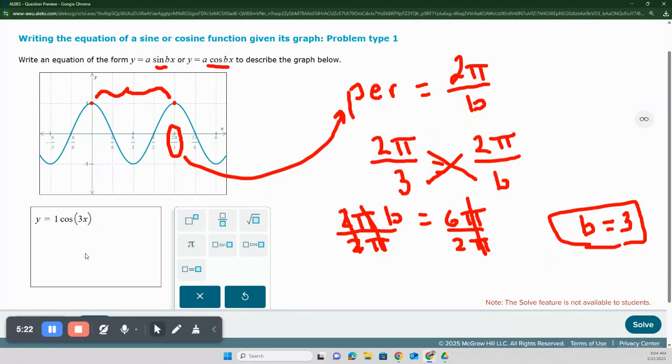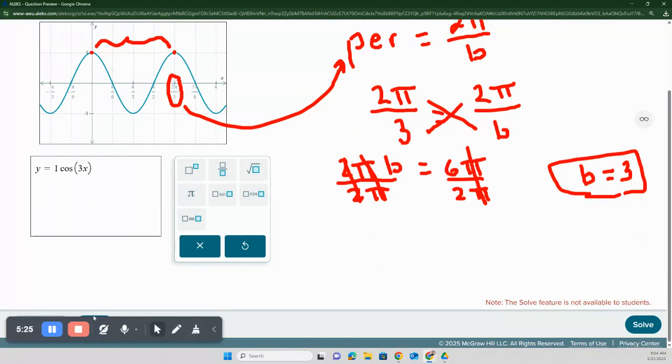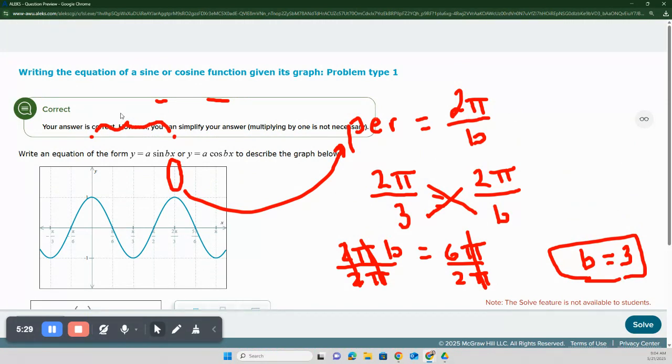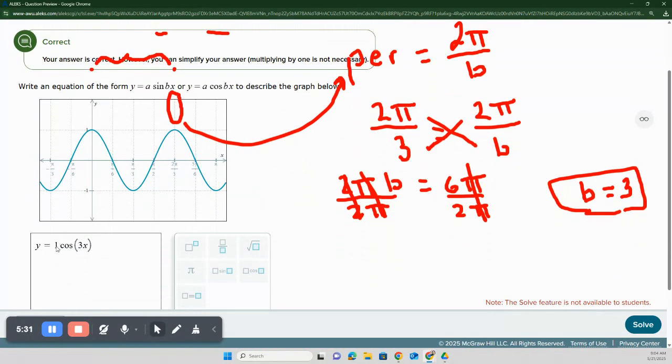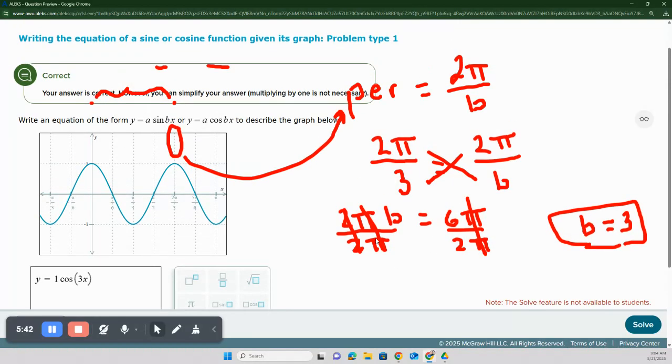So anyway, 3 is going to go in right there, and now let's check it here real quick. Boom. And we got a correct answer. Again, you don't really need the 1, but you'll notice it doesn't really matter. And it tells you right here, multiplying by 1 is not necessary when you have 1. But whether it's in there or not, it's still going to be marked right because it's correct. Hopefully that helps.